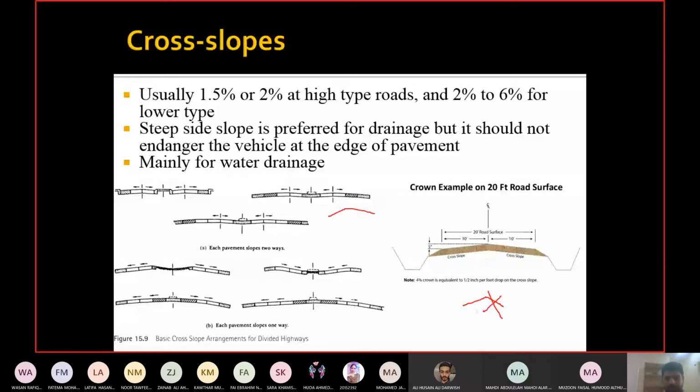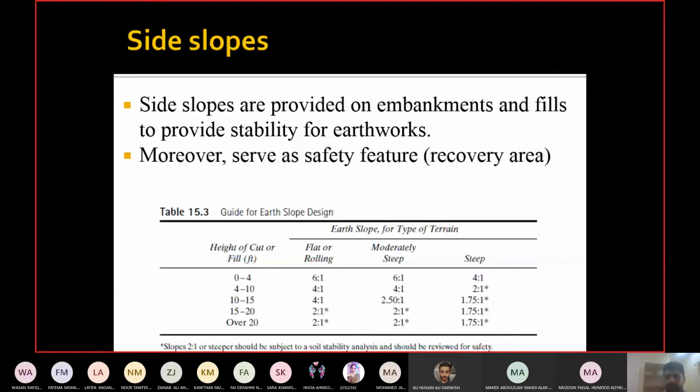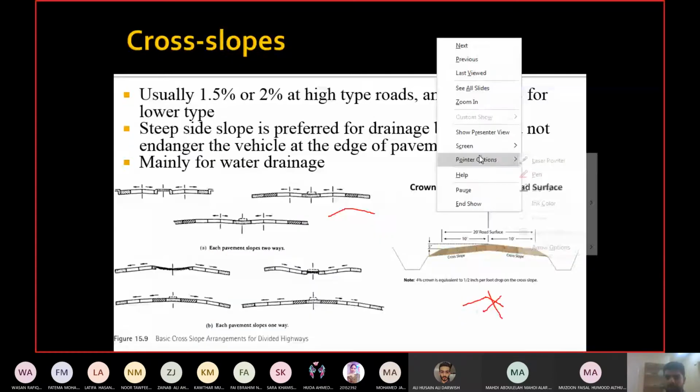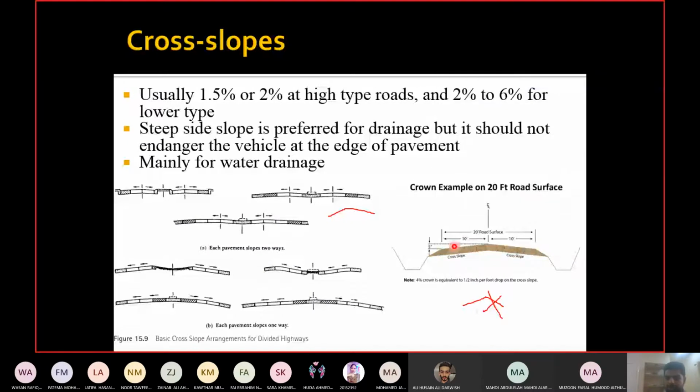I think I've used this term earlier as well. This is a slope which you give after the lane for the embankment. So I'm talking about basically this one. Up till here is the lane, and maybe this one is the shoulder. After that you have the side slope, which is for the embankment.